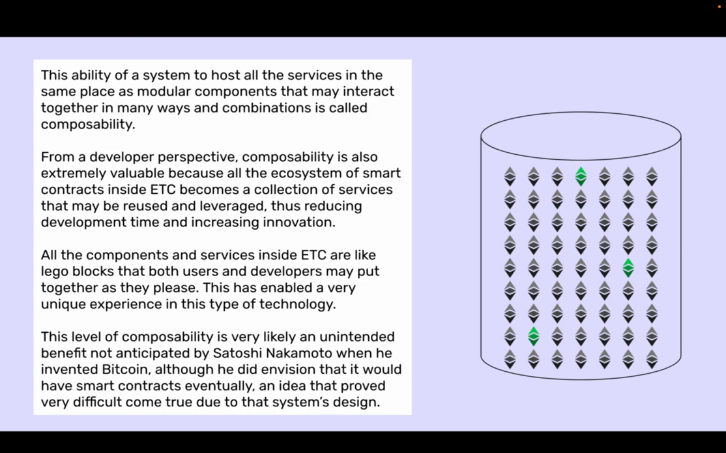This level of composability is very likely an unintended benefit not anticipated by Satoshi Nakamoto when he invented Bitcoin, although he did envision that it would have smart contracts eventually, an idea that proved very difficult to come true due to that system's design.